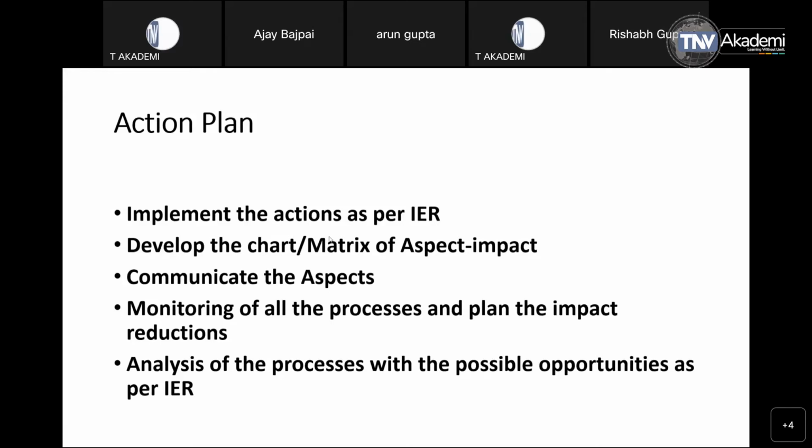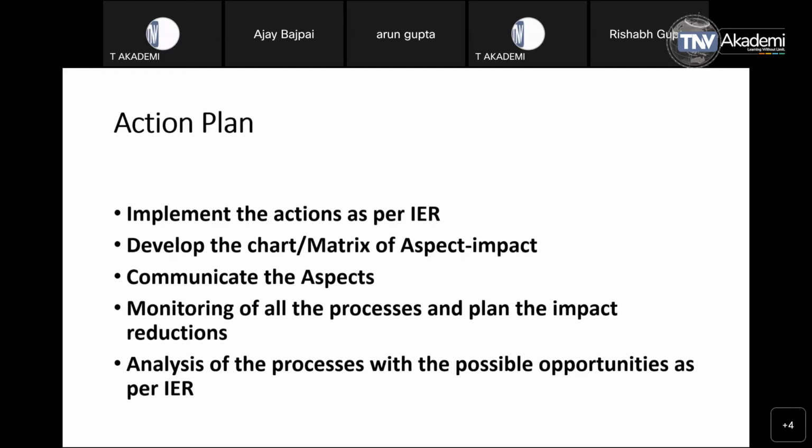Then we come to monitoring of all the processes. We have seen in organizations that they identify a number of aspects, but then monitoring is not effective. How should effective monitoring be done so that the impact is reduced? We have to keep checking that if on a 1 to 10 scale, today on 5th July the impact value is 9, and we are not monitoring our welding process or melting process or transportation process, then how will the impact on the environment reduce?